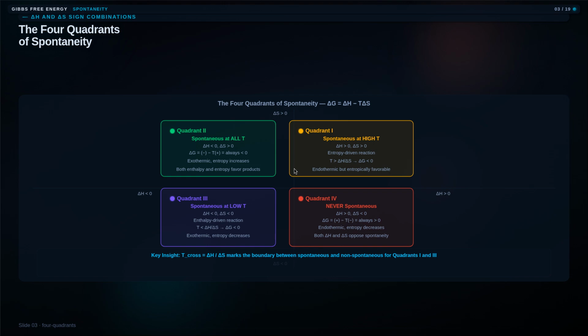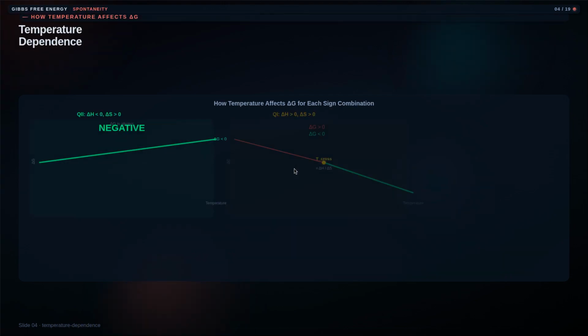Quadrant 3, both delta H and delta S negative. The reaction is enthalpy-driven and spontaneous only at low temperature. Quadrant 4, delta H positive and delta S negative. The worst case, never spontaneous at any temperature because both factors oppose spontaneity. This quadrant analysis is essential for industrial chemistry, where adjusting temperature can make or break a process.